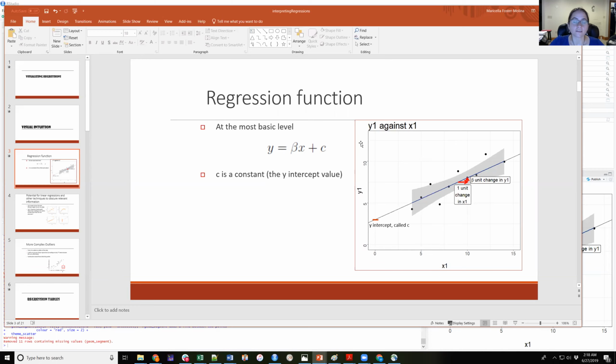Beta in this case is the slope of the line, so 1 unit change in x1 is associated with a beta unit change in y1. 1 unit change horizontally corresponds to a beta unit change vertically. C is the constant, it's the y-intercept value, it's the value of y when x1 is 0.